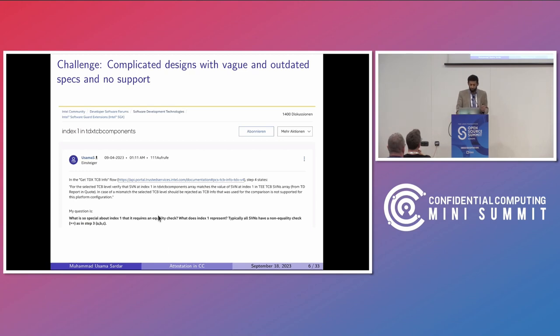But here in the specification, it says that it should be exactly matching the values that are coming from the evidence, and that is a reference value, which is itself unusual to have. And so we posted it in the Intel forum, and the response that we got was, okay, this is outdated, this needs to be updated, and this is another kind of challenge that we need to face.